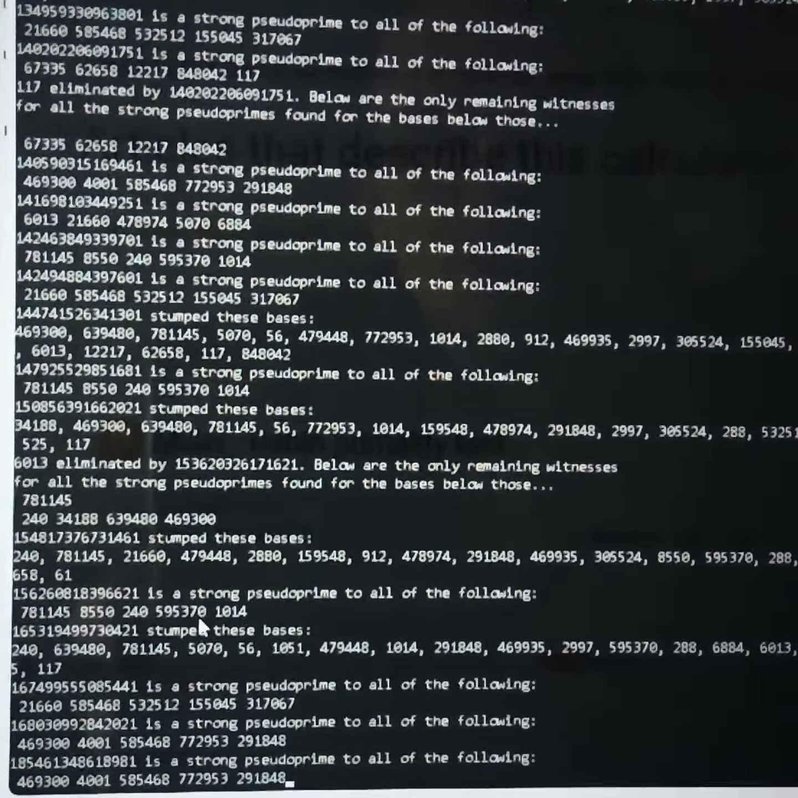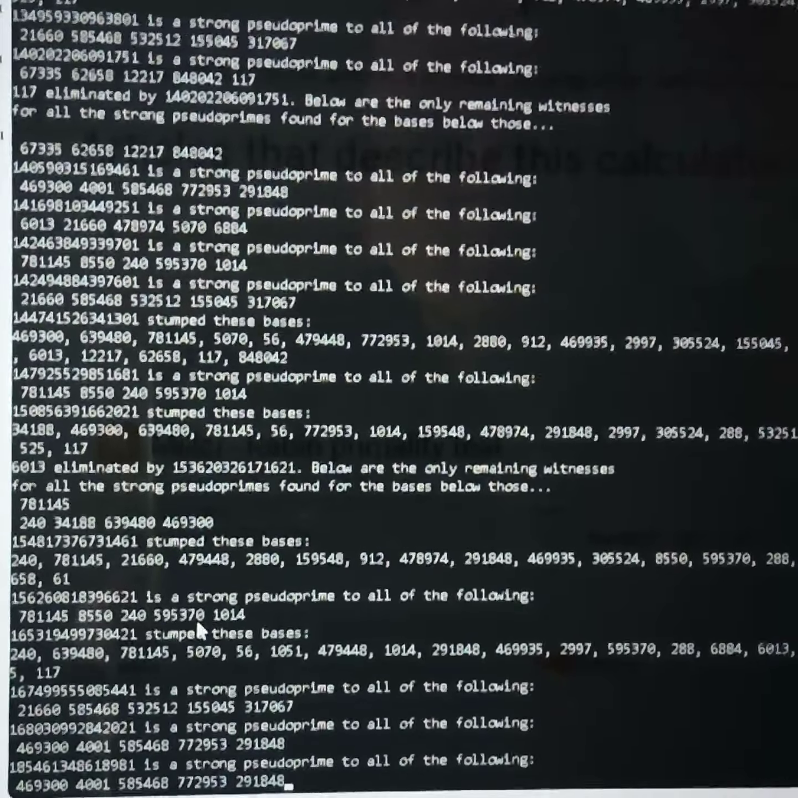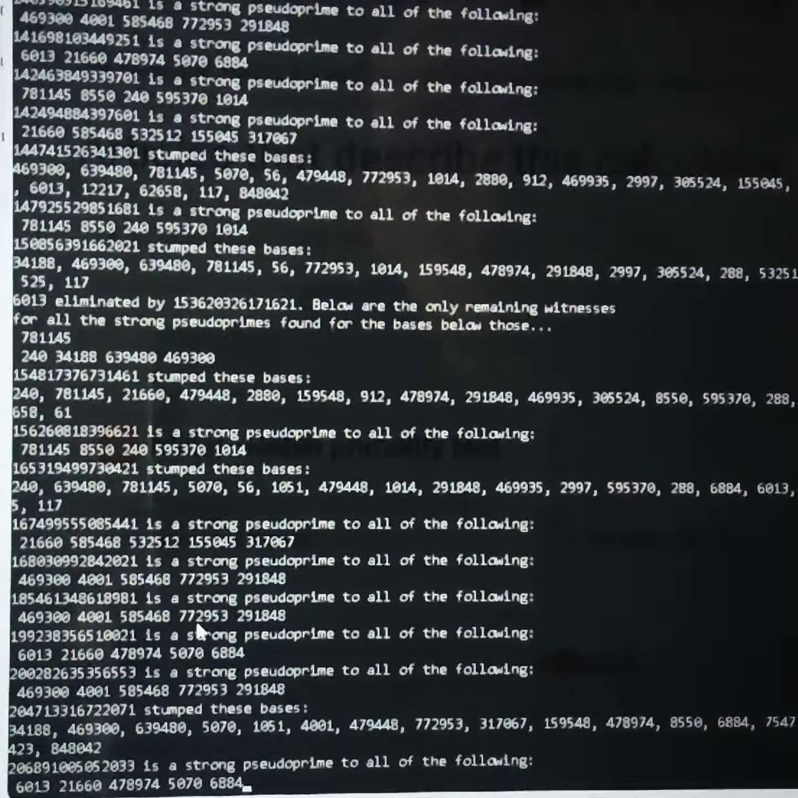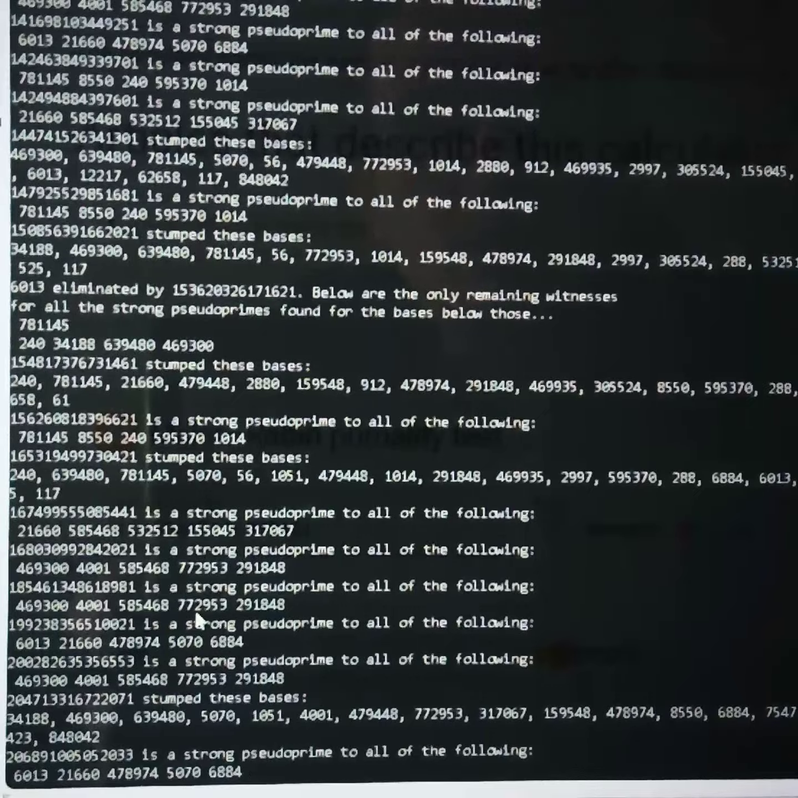It should be most of the way through this by now. There will be a number of stats at the end.